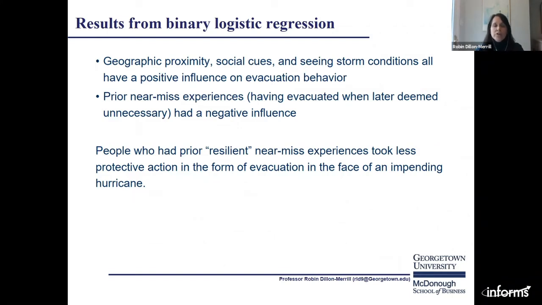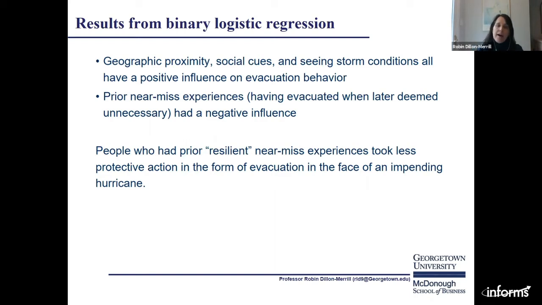Again, I will refer you to the papers and the references at the end of this presentation for the actual regression models. But what we found was that geographic proximity, social cues, and seeing storm conditions all had a positive influence on that evacuation behavior, which is consistent with all of the literature that we've seen in the 40+ years that people have been studying why people evacuate. But we still saw that prior near-miss experience, having evacuated when later deemed unnecessary, had a negative influence.